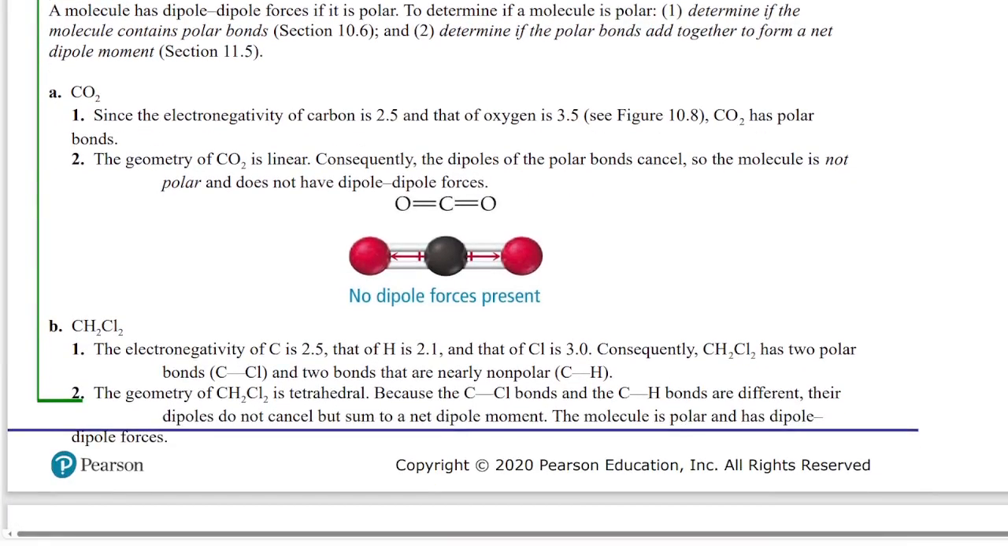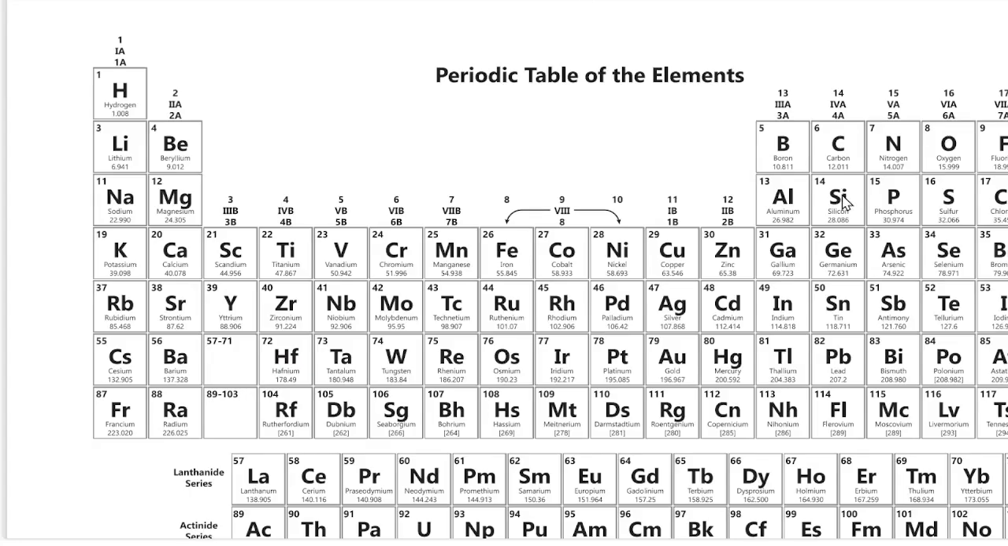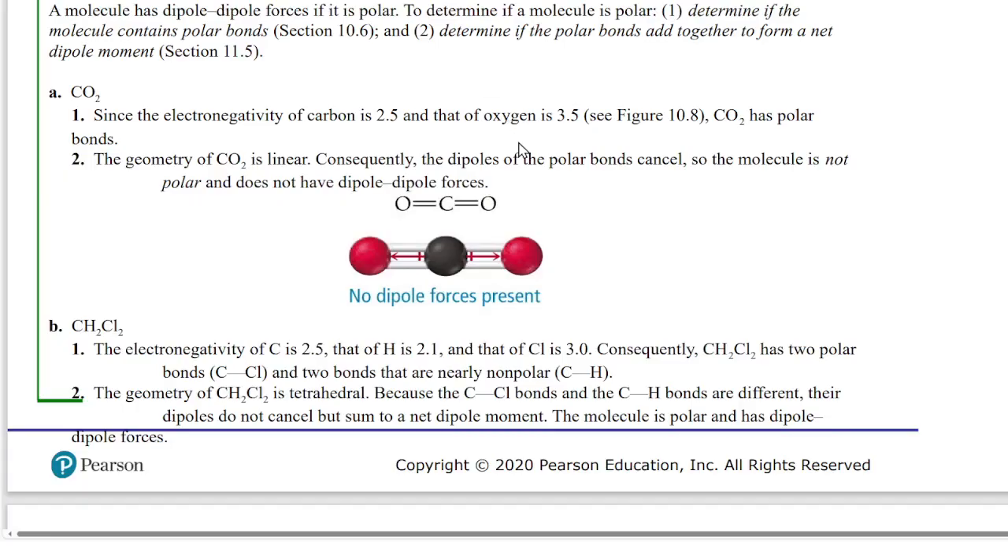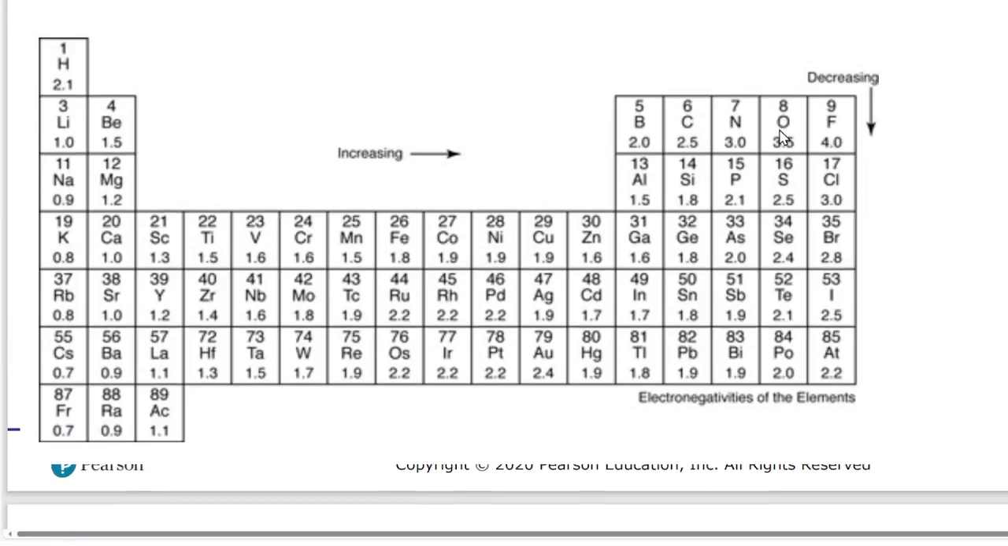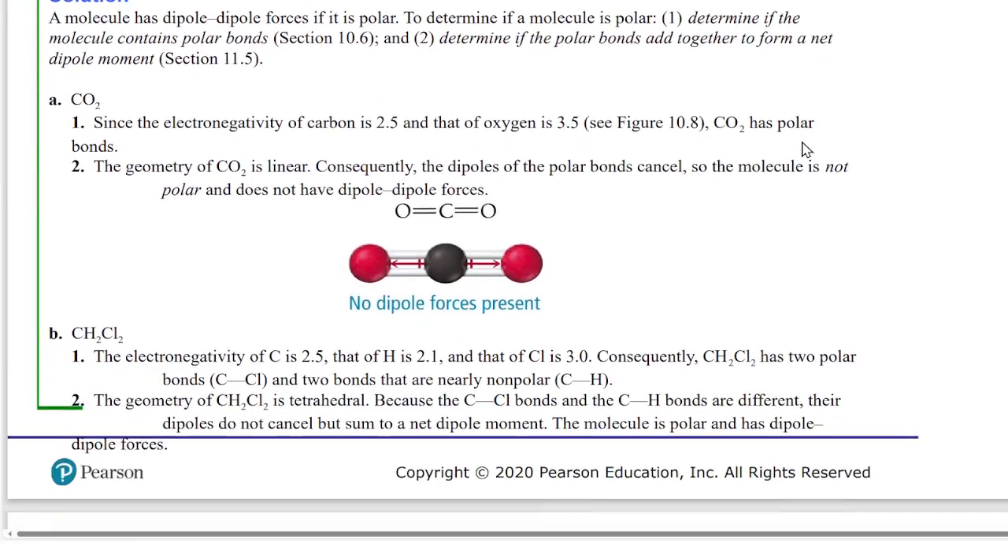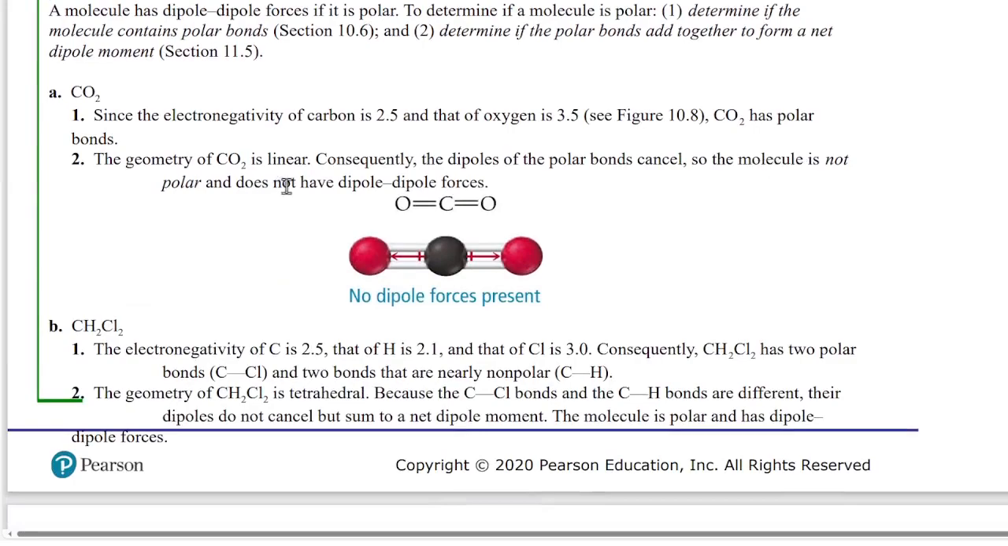For carbon dioxide, we see that the electronegativity of carbon is 2.5 and oxygen is 3.5. So let's look at that on the chart. Carbon is 2.5 and oxygen is 3.5. Okay? So we have an electronegativity difference of 1 for each of these carbon-oxygen bonds.